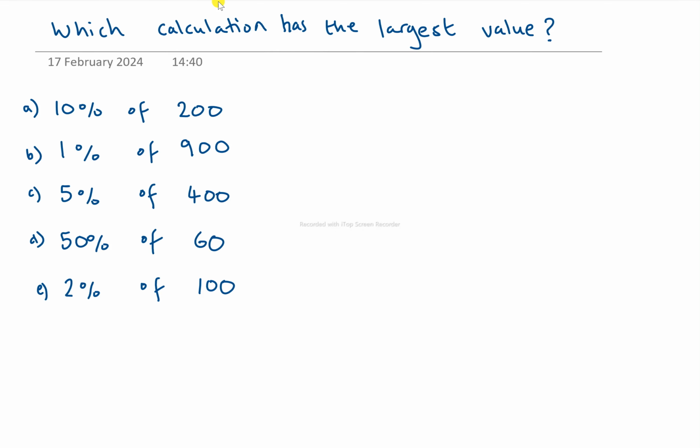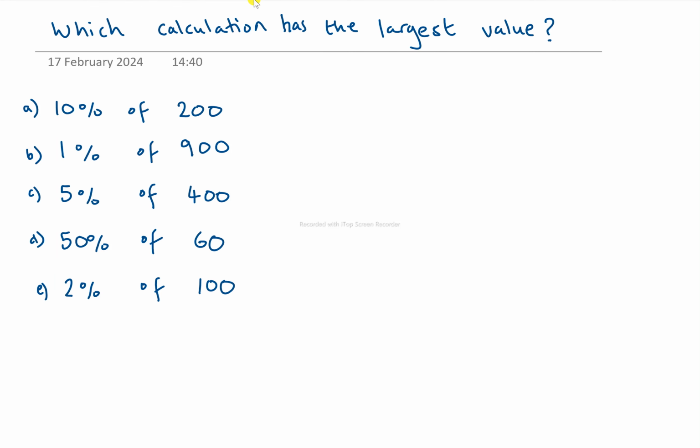We're going to do percentages, but it's a slightly different way of looking at it. So I'm going to give you 5 percentages and you've got to work out which is the largest value, which gives you the largest answer. So I'll write those down. Right, okay, so these are the questions.